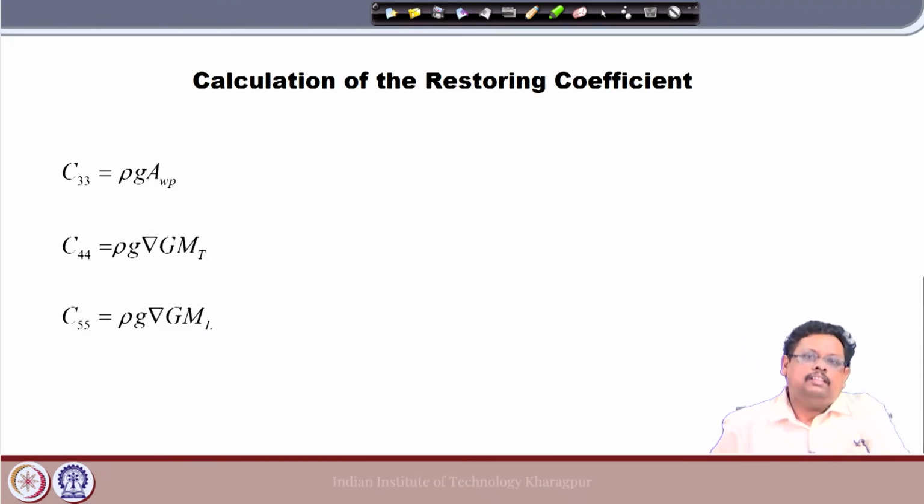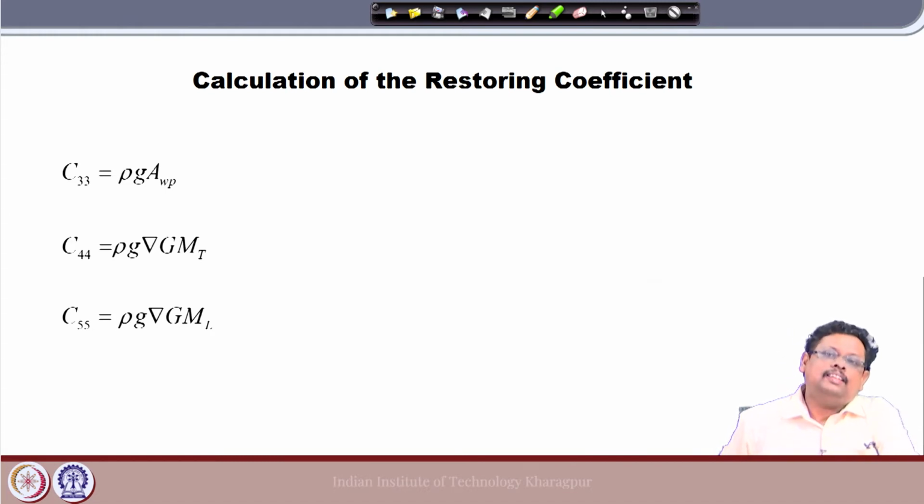Now we actually need to calculate the three different restoring coefficients C33, C44 and C55. Since we have not yet discussed the use of J and K, as remembered from my first lecture, you can ignore them here, but physically try to understand what C33 means, what C44 means and what C55 means.